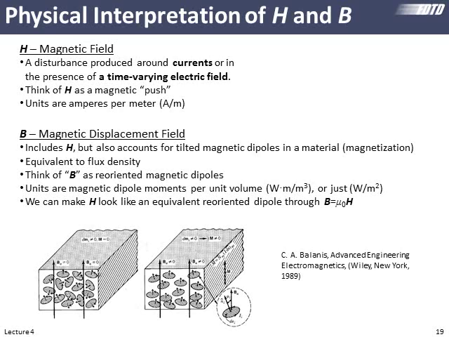And so the B field is the all-inclusive one that includes not only the sort of the outer space push, but also these tilted dipole moments. So that's the difference between H and B, and it's analogous to the difference between E and D. It's not critical, really, to know this for finite difference time domain, but I think it's useful in some way.